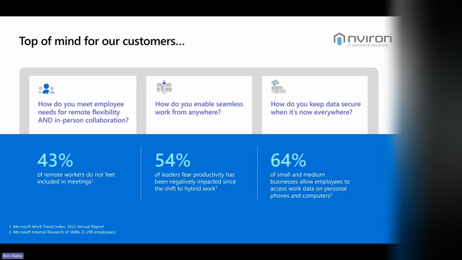Leaders fear that productivity has been negatively impacted since shifting to remote work. While studies show this isn't necessarily the case, you need to increase visibility and connection to help get the most from your team. Additionally, more employees are using personal devices at work, which is great for engagement and productivity, but it's important to have a good solution for securing these devices and preventing data loss.